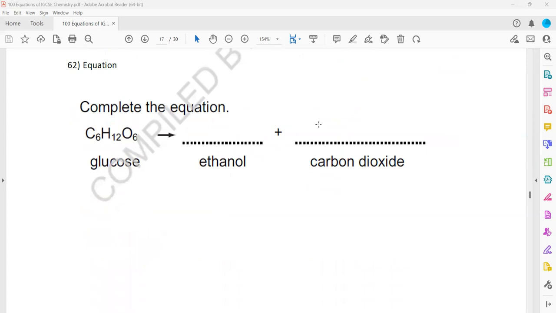The next one, complete the equation for ethanol plus carbon dioxide. This is fermentation. So it gives 2 molecules of carbon dioxide and 2 molecules of ethanol. Ethanol is C2H5OH and carbon dioxide is CO2.